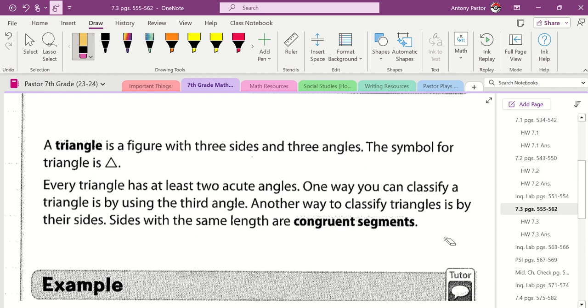Every triangle has at least 2 what, ladies and gentlemen? Acute angles. One way you can classify a triangle is by using the third angle, like we talked about. 2 of them are acute. Look at the third. If it's acute, then it's an acute triangle. If it's obtuse, it's an obtuse triangle. If it's a right angle, it's a right triangle. Another way to classify triangles is by looking at their sides. Again, sides with the same length are called congruent segments. It's another vocab term. That is the correct vocabulary when I talk about equal sides. Sides are congruent, or you refer to them as congruent segments.